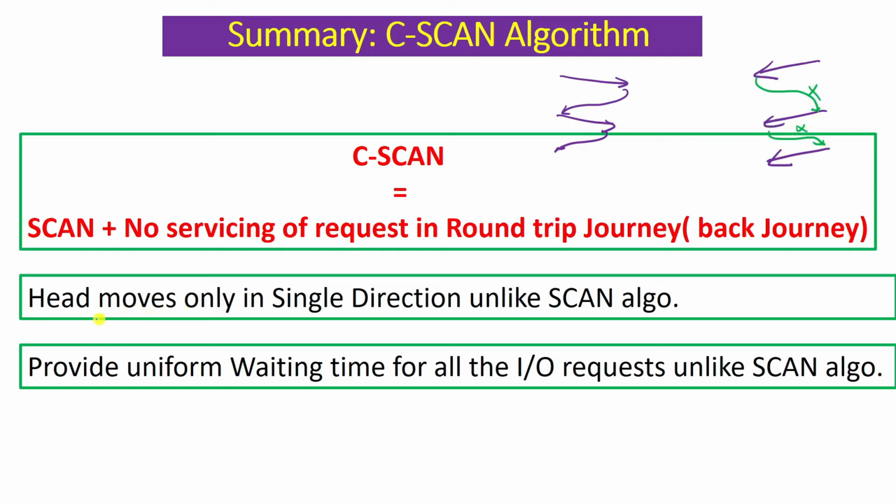The read-write head moves only in a single direction in terms of servicing. Although we are coming back in this direction, we are moving but not servicing any request in the other direction, unlike the scan algorithm, which fulfilled requests in both directions. The C-scan algorithm provides a uniform waiting time for all the I/O requests, unlike the scan algorithm. So this was all about our circular scan algorithm.